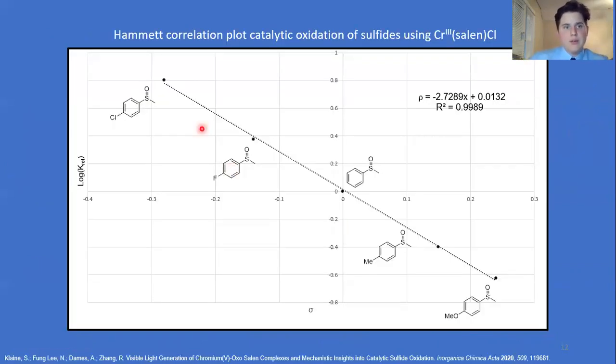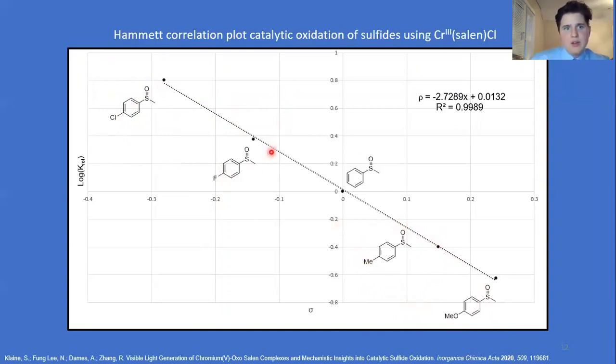We also noticed that the para-substituent on the aryl ring had a massive effect on the general reactivity of these complexes towards the sulfides. So if you look here, we can see that these parachloro and parafluoro substituents here are more electron withdrawing. So they decrease the reactivity of our salen complexes. However, with these more electron donating sulfides, we saw an increase in reactivity.